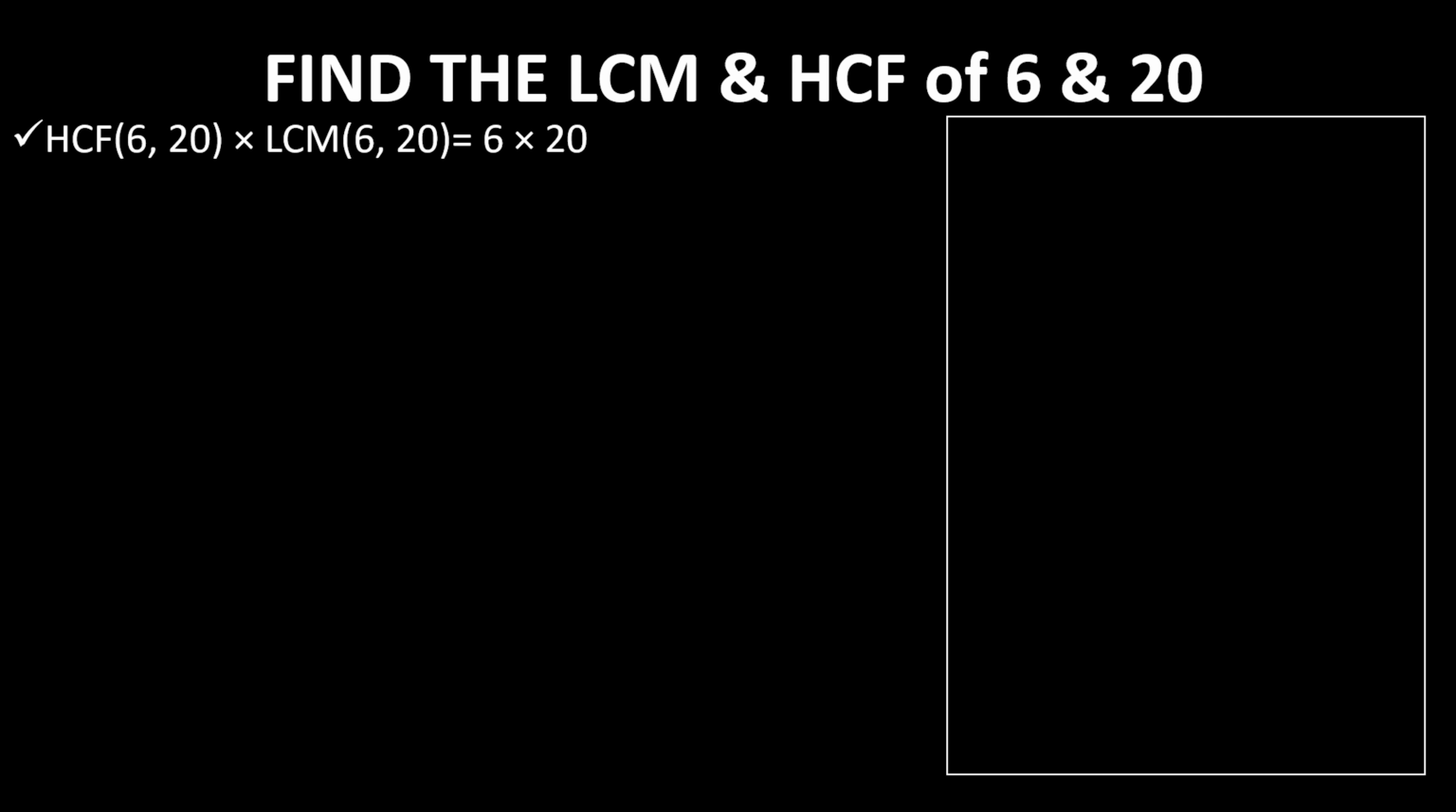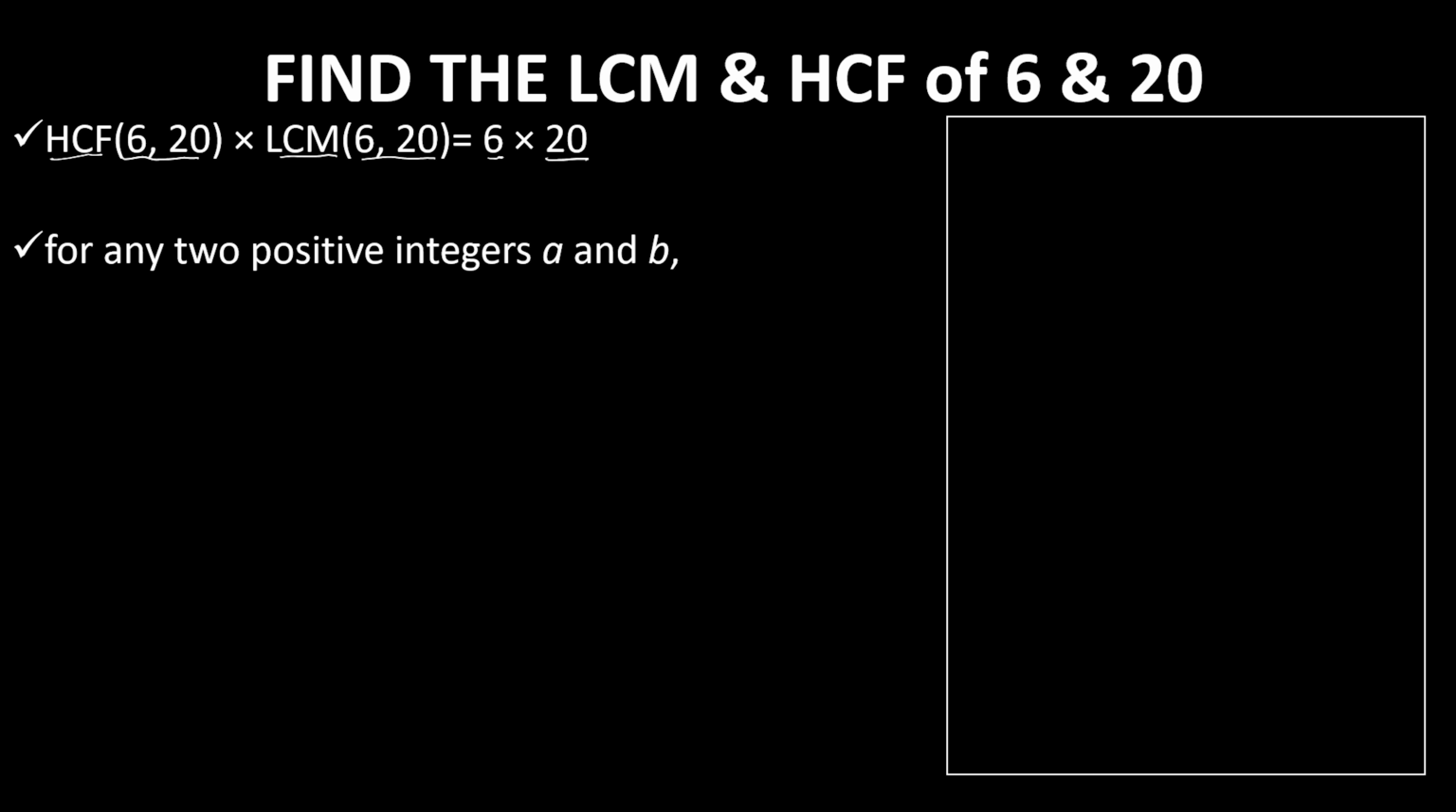So as a statement, how can we write this down? HCF of 6 and 20 multiplied by LCM of 6 and 20 is equal to the product of the two numbers, 6 into 20. For any two positive integers a and b, the HCF of a and b multiplied by the LCM of a and b is equal to the product of a with b. This is how we generalize this entire statement: the highest common factor of any two numbers multiplied by the lowest common multiple of those two numbers is equal to the product of those two numbers itself.